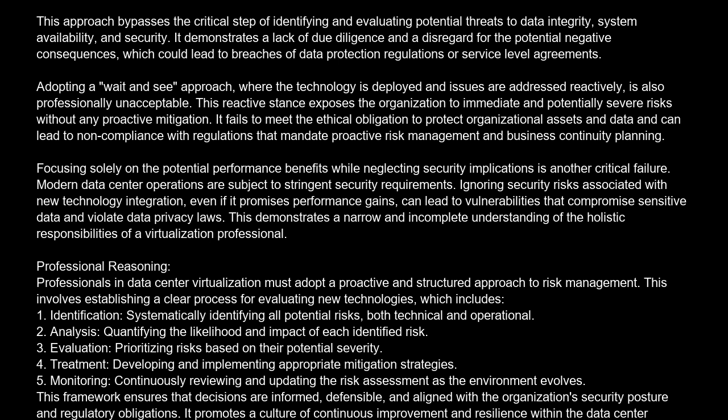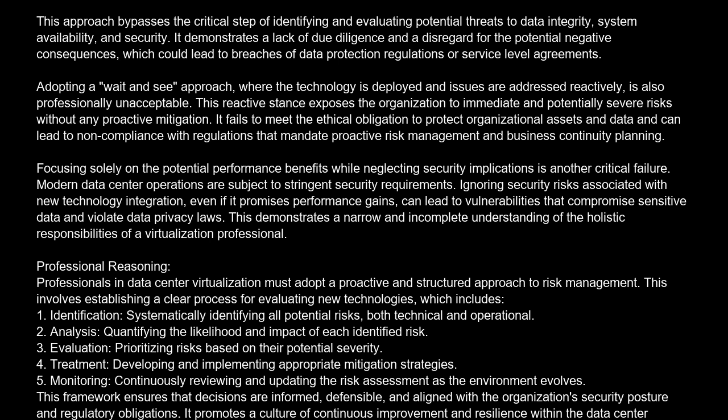It fails to meet the ethical obligation to protect organizational assets and data, and can lead to non-compliance with regulations that mandate proactive risk management and business continuity planning. Focusing solely on the potential performance benefits while neglecting security implications is another critical failure. Modern data center operations are subject to stringent security requirements. Ignoring security risks associated with new technology integration, even if it promises performance gains, can lead to vulnerabilities that compromise sensitive data and violate data privacy laws. This demonstrates a narrow and incomplete understanding of the holistic responsibilities of a virtualization professional.